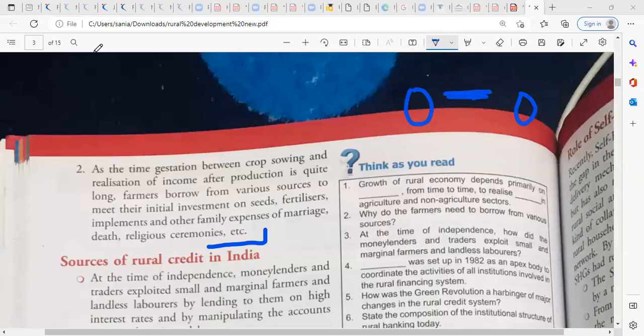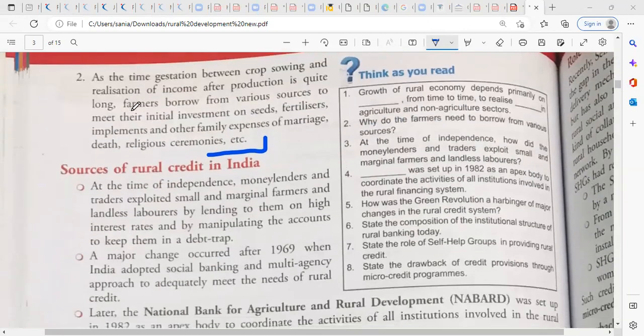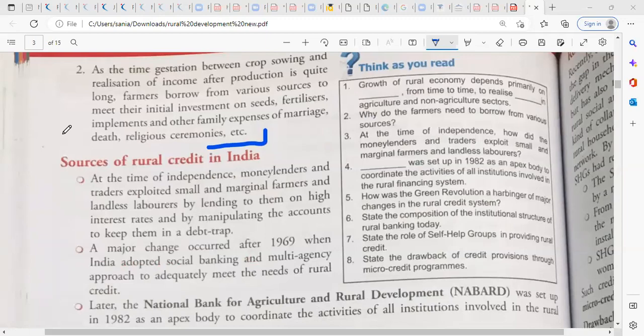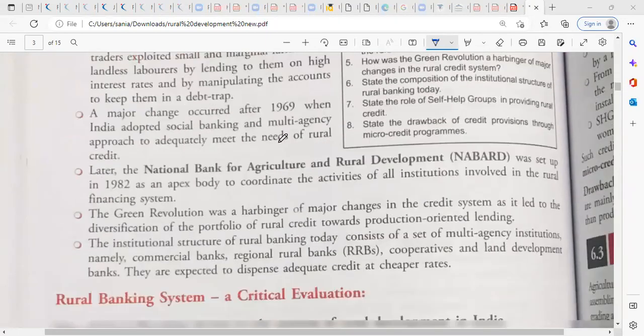done, students? Yes, ma'am. So let's just start with the sources of rural in credit in India.